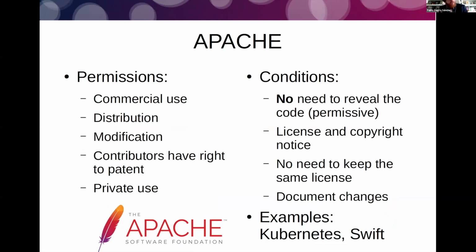On the contrary, Apache belongs to the OSI, Open Source Initiative, and it's very similar, you see? Commercial use, distribution, modification, contributors have rights to the patent, private use, but it's a permissive license. No need to reveal the code. So if you use my code created under Apache and you modify my code, you don't need to reveal your changes if you want to sell or whatever. You have to keep a license and the copyright notice saying there is code here from Pablo García, but you don't have to share the source code. You have to document the changes.